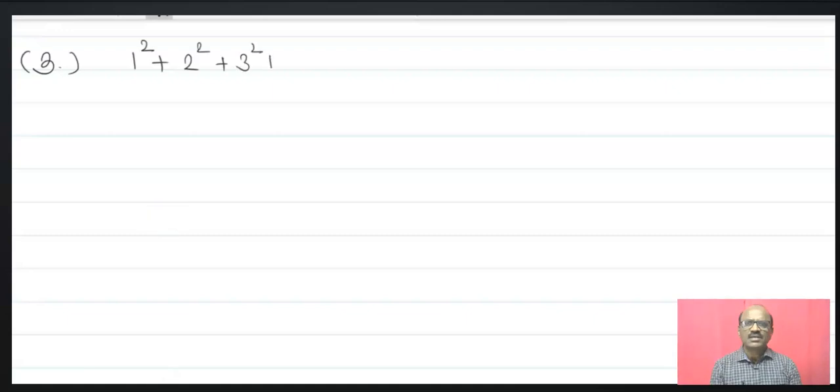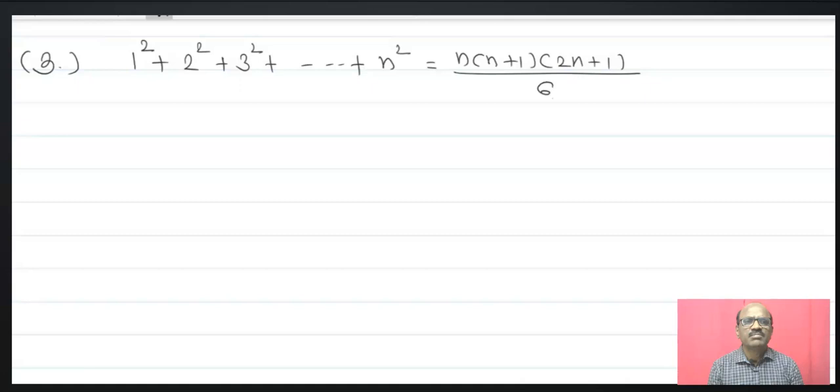Next example. Example number 3: 1 square plus 2 square plus 3 square plus ... plus n square is equal to n(n plus 1)(2n plus 1) upon 6. This type of result I have seen in the sequence.